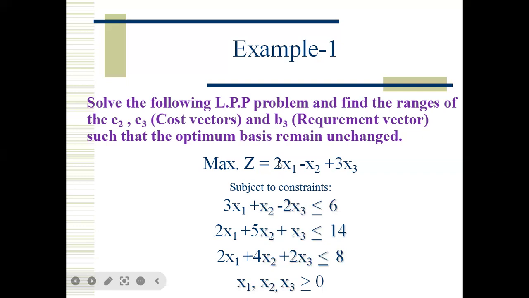So we'll discuss the discrete changes of these cost vectors, that means c2 and c3, and the requirement vector 6, 14, 8. That means the requirement vector has b1 equals 6, b2 equals 14, and b3 equals 8. We'll discuss the discrete changes of these. Now we'll make a table with the coefficients of x1, x2, x3, and the constraints.